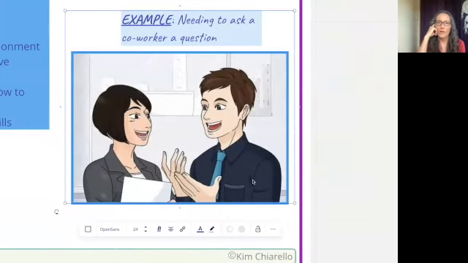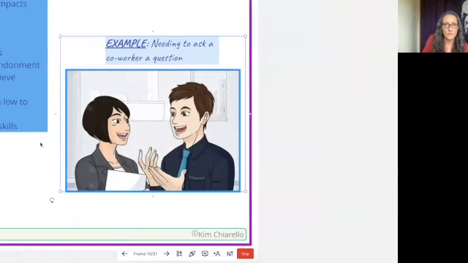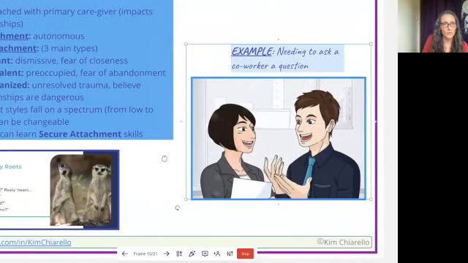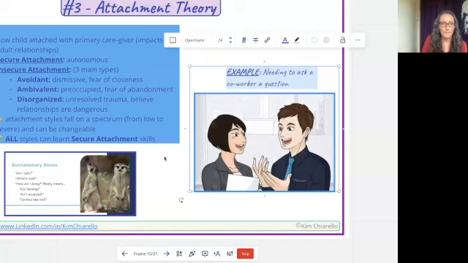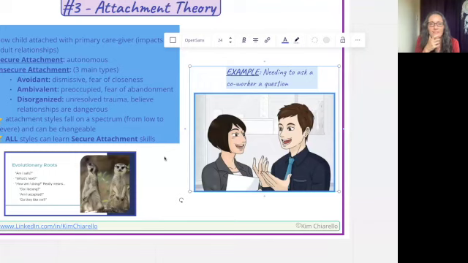So here's my example. Needing to ask a coworker a question, and I'm going to zoom out so that you can see both. I got to zoom out a little more, I think. Both the definitions, the high-level definitions, and the actual question here. So the example is, I need to ask a coworker a question, and I think the coworker is leaning a little bit more towards that avoidant attachment style. And avoidant folks need time to transition from one task to another, what they're focusing on to something else.